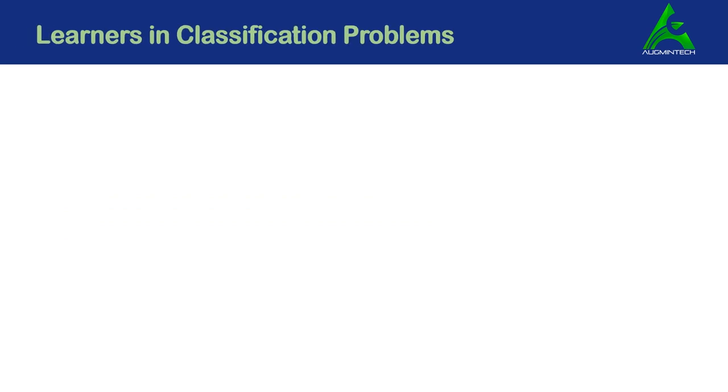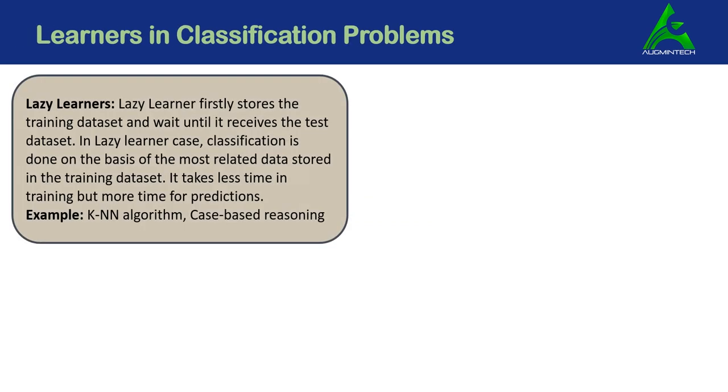Now let's have a look at the learners in classification problem. In classification problem, there are two types of learners. We have lazy learners. A lazy learner first stores the training data set and waits until it receives the test data set. In the lazy learner case, classification is done on the basis of most related data stored in the training data set. It takes less time in training but more time for predictions. Examples for lazy learners are case-based reasoning and KNN algorithm.